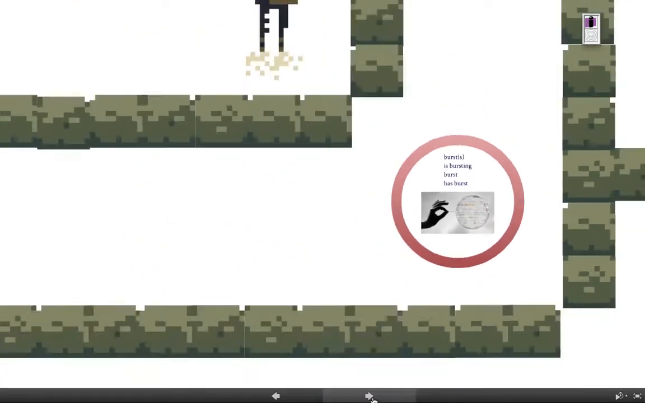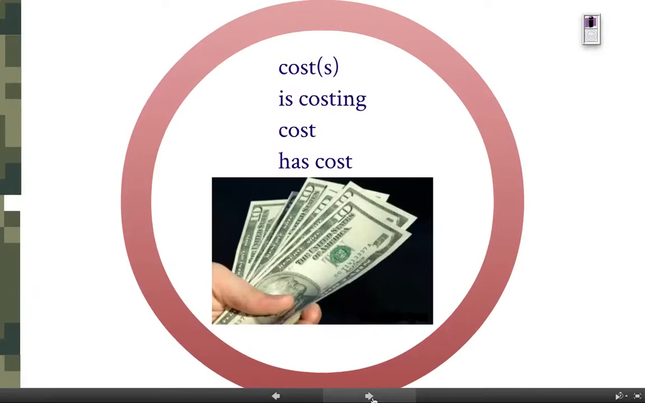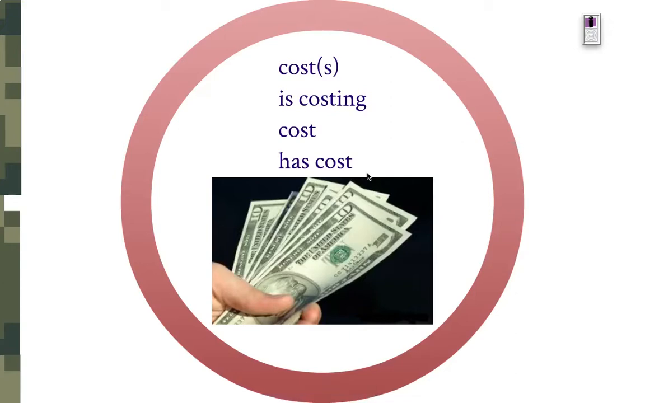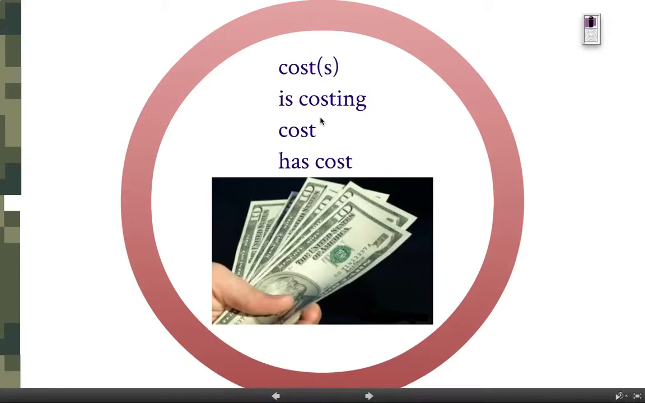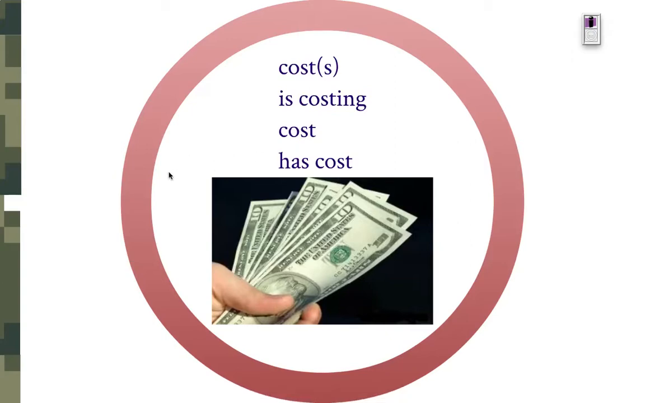Okay, another example. Cost, it's another one. Cost, or it could be with an S, right? Cost or costs, is costing. Cost for past, and then past participle has cost. So far in our first two examples, we see a very common theme that our present and our past are one and the same. Okay?